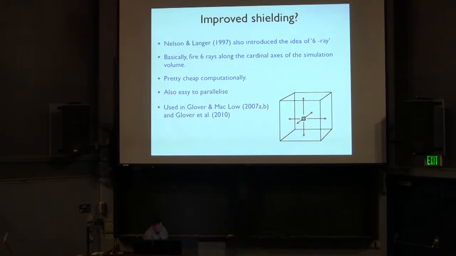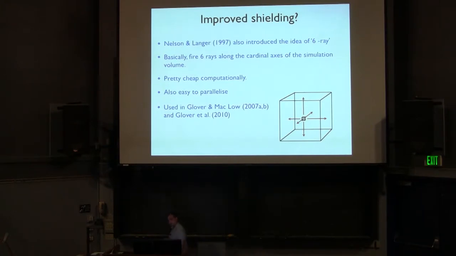So one way, which was presented by Nelson and Langer in their paper, they were doing an SPH paper at the time, I think, yeah, it was SPH. What they did was they interpolated the particles to a grid, and then they just walked along the cardinal axes of the grid to get the column densities. Then they do some sort of averaging over those columns to work out the effective column at that cell. Simon was doing the same thing in Zeus, and that's what he was using for his original calculations.